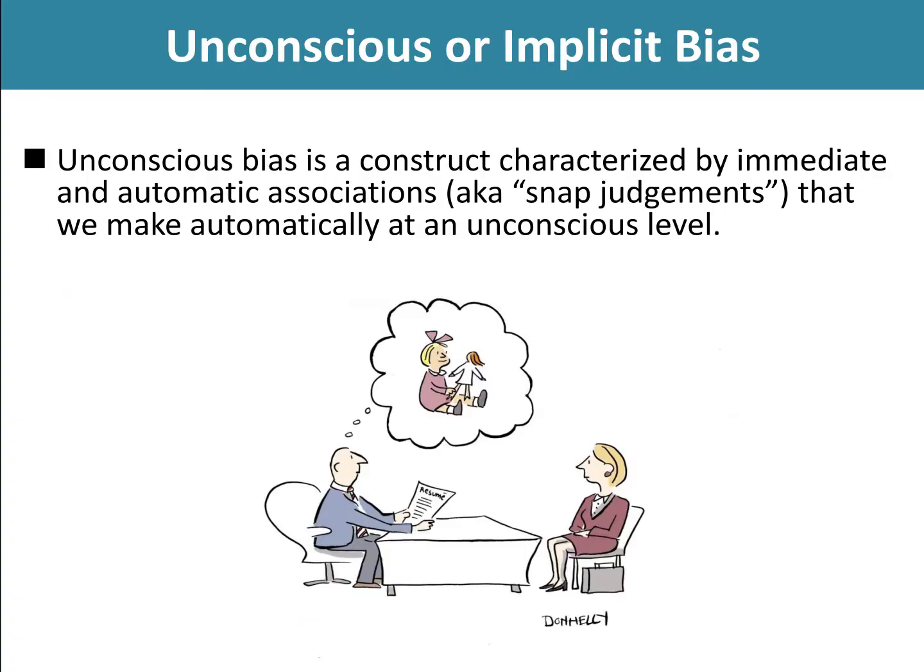So then, what is unconscious or implicit bias? Using a formal definition, unconscious bias is a construct characterized by immediate and automatic associations, as we have seen earlier, that we make automatically at an unconscious level.